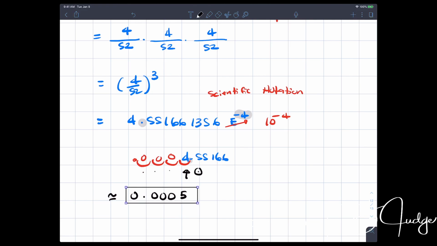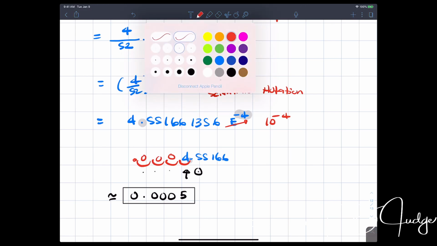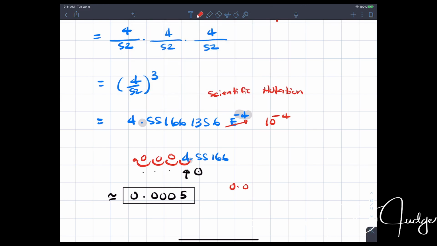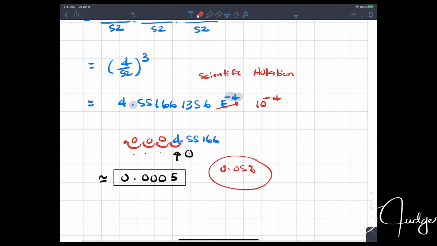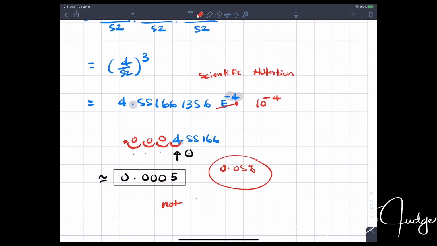And ladies and gentlemen, the answer is approximately 0.0005. And this as a percent, so that you guys know, is actually 0.05%. So I want to also say that this event is very much not likely. Remember, anything that's less than 5% is not likely. And this probability is very small. So it's not likely you're going to select 3 kings with replacement.